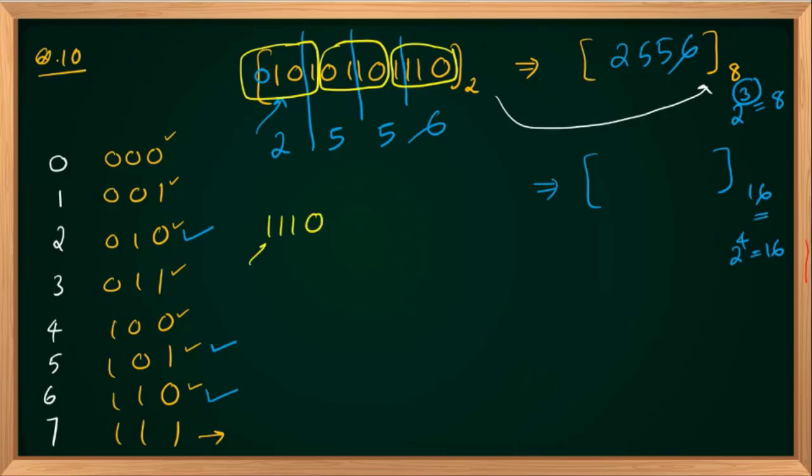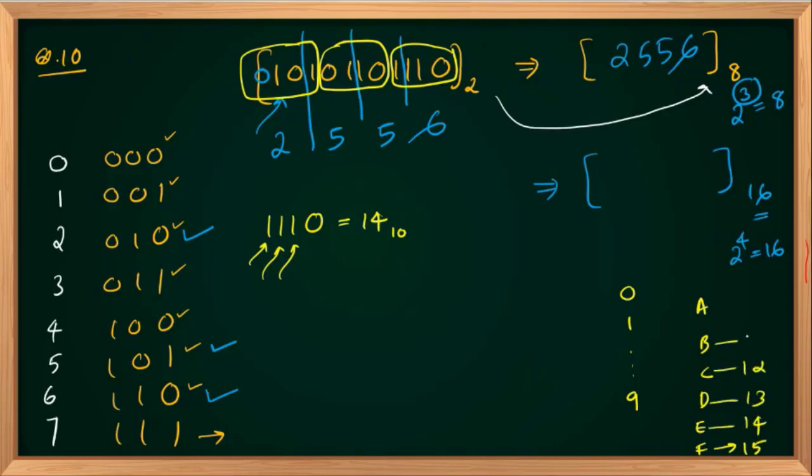1110 means this is 8, this is 4, 12, this is 2, 14. So this is 14 decimal. What is the hexadecimal equivalent of 14? In hexadecimal, please recall that you have symbols up to 9, then A, B, C, D, E, and F. F corresponds to 15 decimal, E 14, D 13, C 12, B 11, A 10. So your 1110 is 14 decimal. The symbol corresponding to that is E.